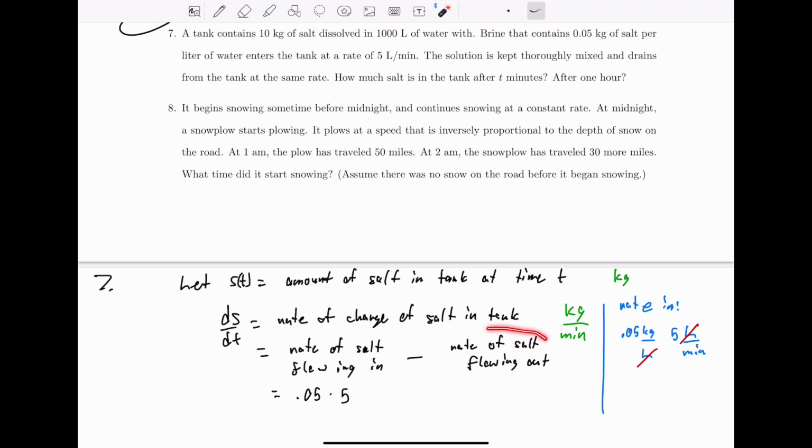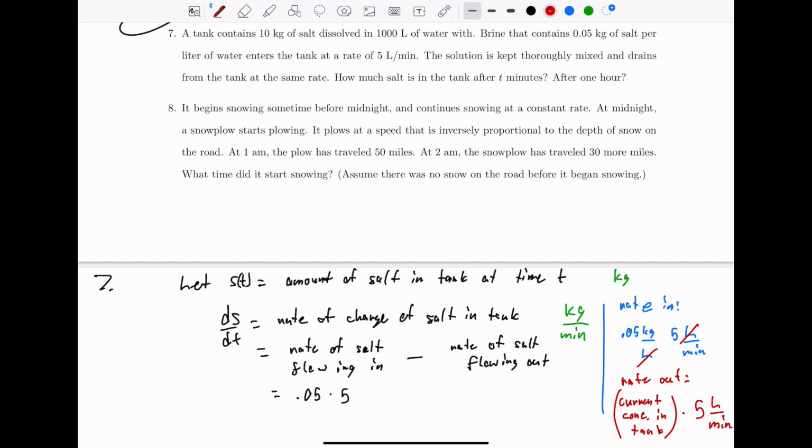Now let's think of the rate of the salt flowing out. So for the rate of the salt flowing out, we're going to do a similar sort of thing. We're going to think of the concentration of the salt flowing out, and then we'll multiply by 5 because the rate that the solution drains is the same as the rate that it enters. So I can express the rate that the salt flows out as the current concentration in the tank times the rate at which it's flowing out, times the 5 liters per minute.